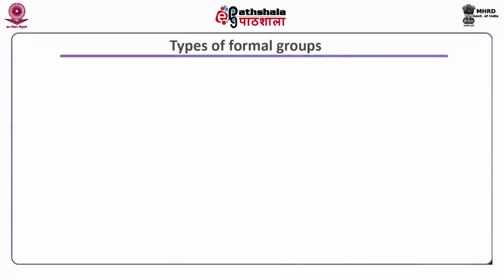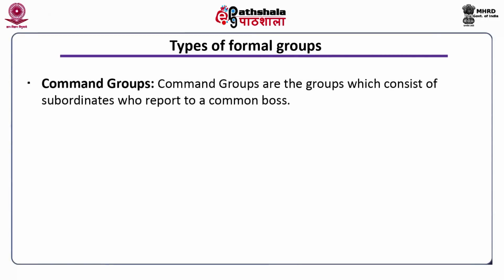Now, firstly, we will discuss the types of formal groups. First, we have command groups. Command groups are the groups which consist of subordinates who report to a common boss. Here, under this type of group, the superior-subordinate relationship is clearly defined and the authority and responsibilities are clearly specified. These groups are specified by the organizational chart.